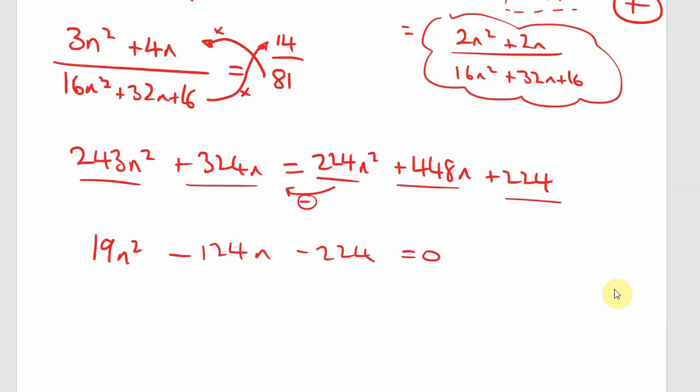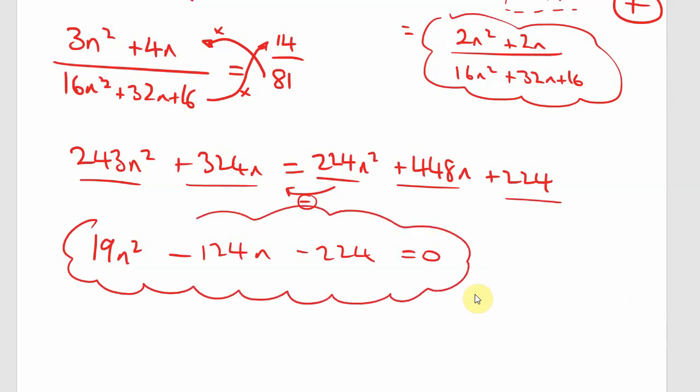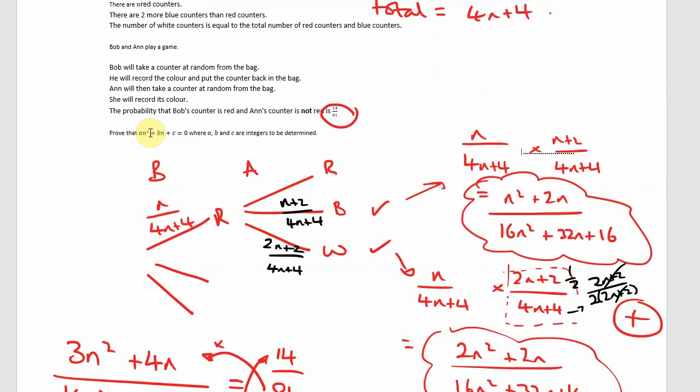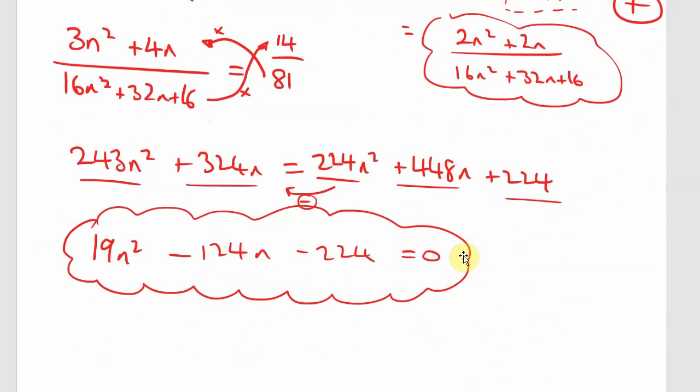Can I divide these all by 19? No. So, in fact, I'm just going to have to leave it like that, and that's the best we can do. They've let it be an squared plus bn plus c, so we're completely fine for these to be any numbers we want.